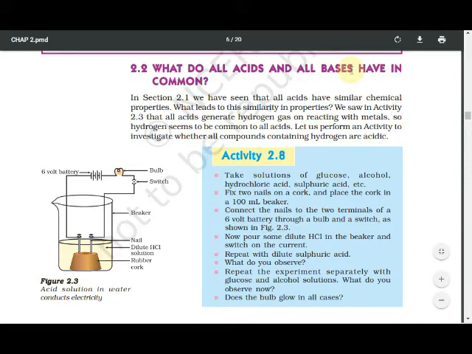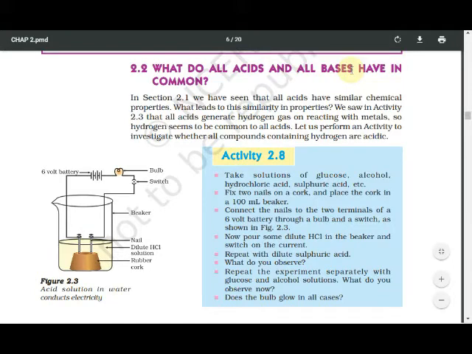So, H plus is the constituent which is similar in all the acids. If you see H2SO4, HNO3, HCl, H is the main constituent of the acid, yes or no? So, when any acid reacts with metals, what does it produce? It produces hydrogen gas, understood? Let us perform an activity to investigate whether all the compounds containing hydrogen are acidic.